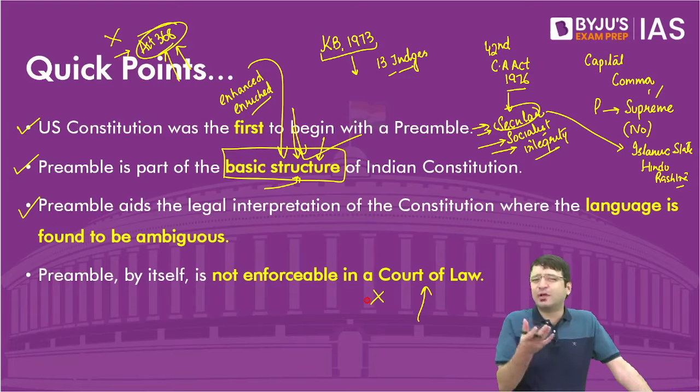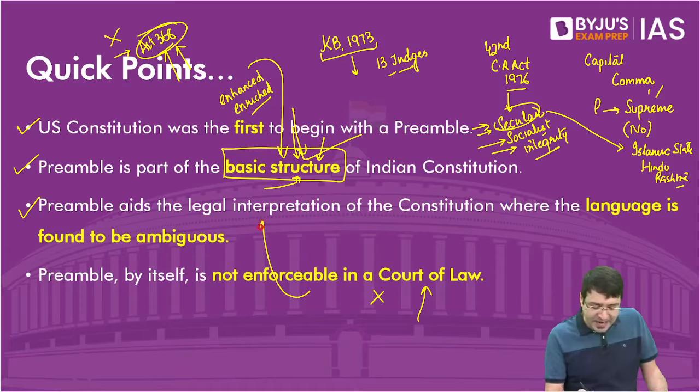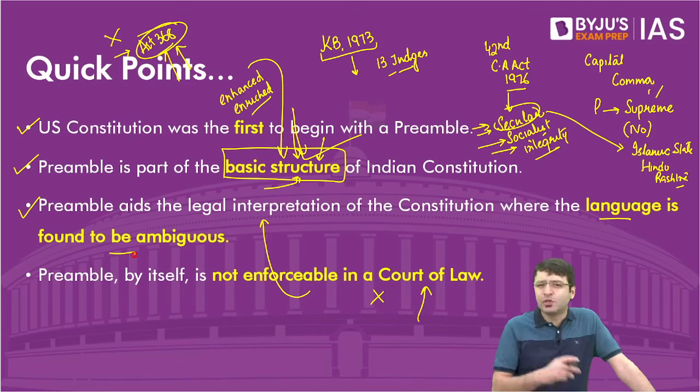But sir, then what is the significance of preamble? We say preamble aids the legal interpretation of the Constitution where the language is found to be ambiguous, where the language is found to be not clear. And for that, let's look at an example.